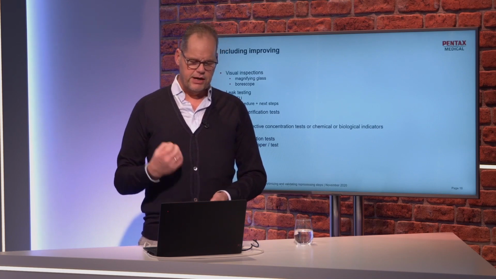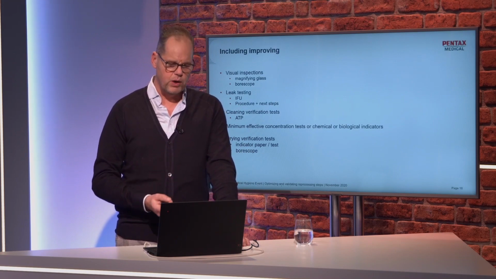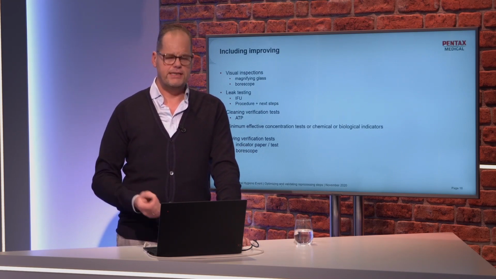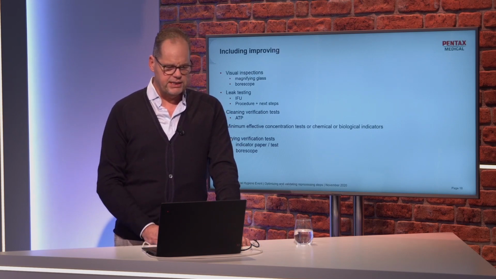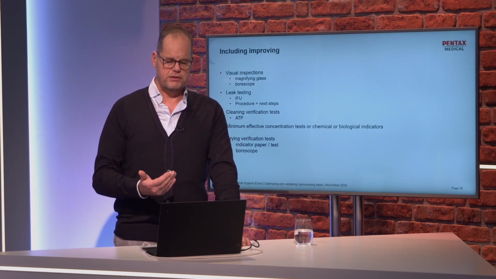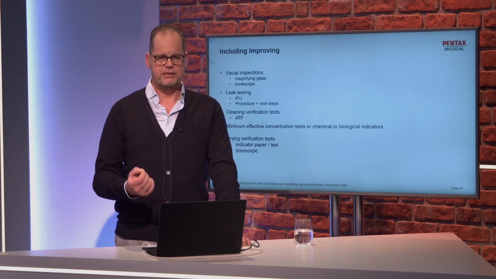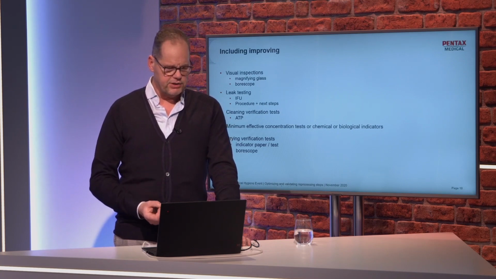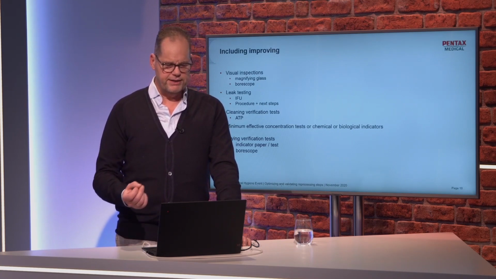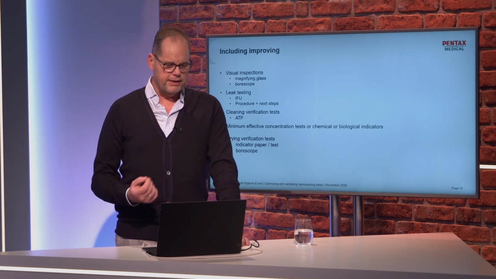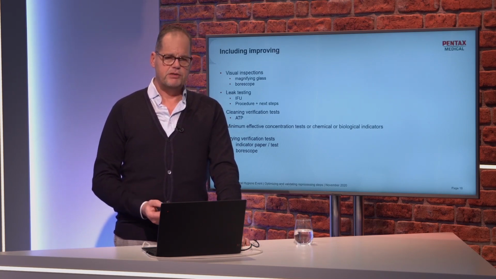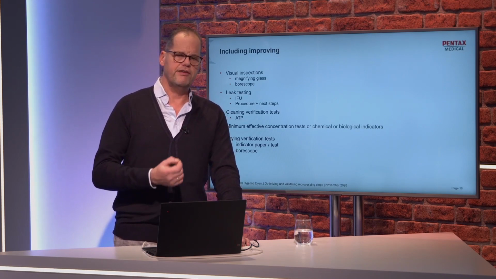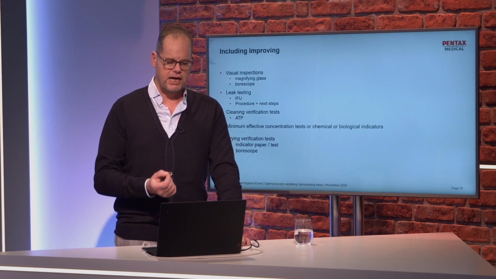Or the leak testing. You have to have a good IFU, you have to perform the procedure in the right way, and also know the next step, what to do when the leak test fails. The cleaning verification test. Of course, the microbial sampling of the endoscope is very important. It's still the gold standard. But we can also think about quick tests, like the ATP test or protein test, to prove the cleanliness of the endoscope. And of course the drying verification test. It is possible to look in the endoscope to see if it is entirely dry inside all channels, or to use indicator paper or a test.